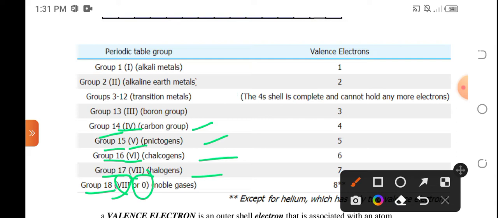They do not interact with other elements. They are noble gases or inert gases. Pag sinabing inert, they relatively don't interact with other elements. Kaya wala kang makikitang compound ng noble gases because they are very stable. They only stand alone. Okay.